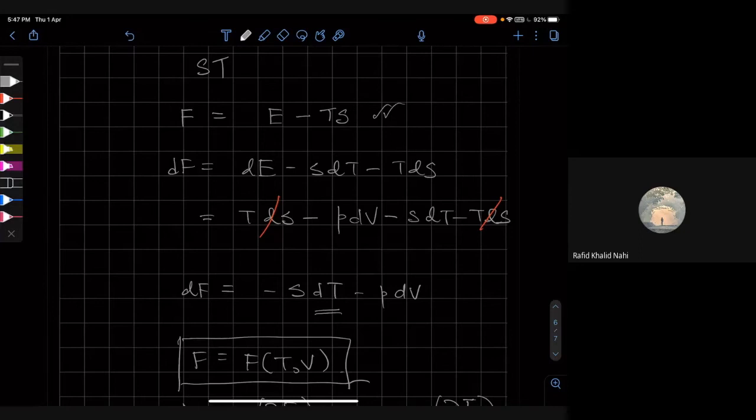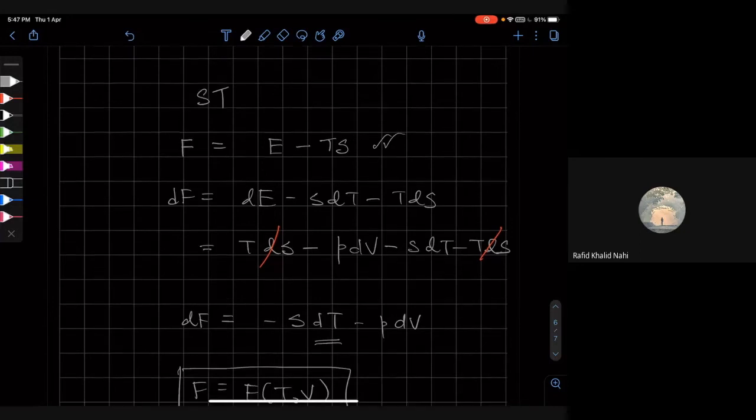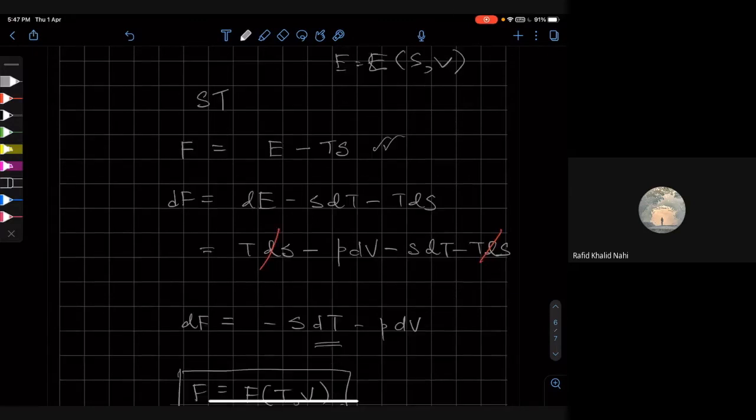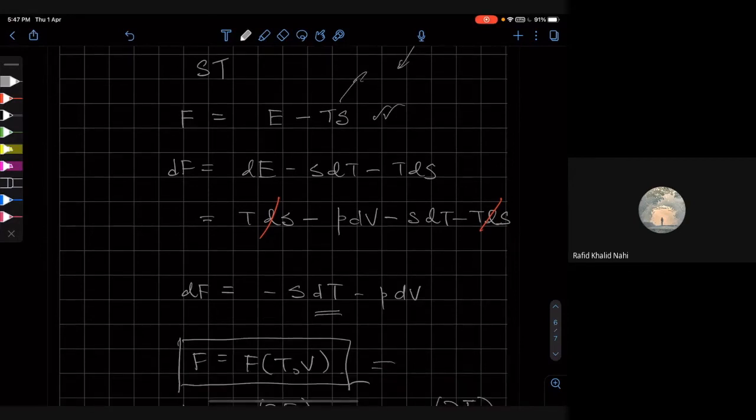So we are doing a Legendre transformation, where remember E, the internal energy, was a function of S and V, right? And what we're doing is that we are trading in S, and we are taking T instead. So we end up with a function which is no longer a function of S but a function of T. Right? This is basically how we do Legendre transformations.